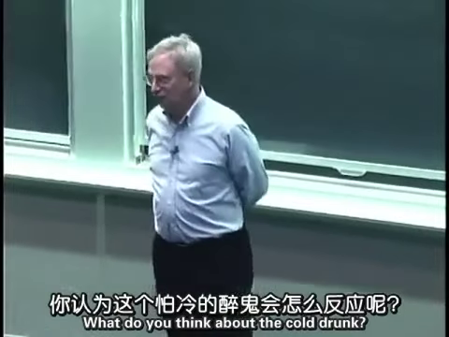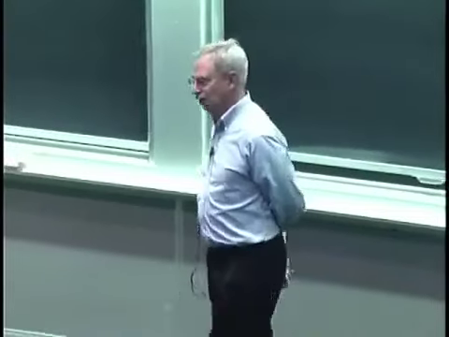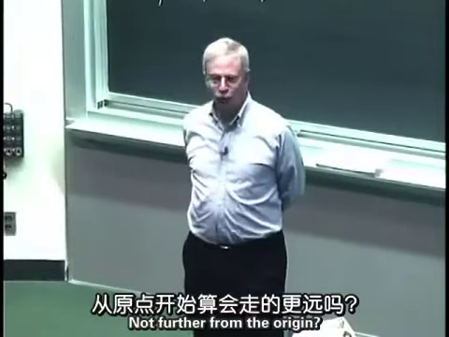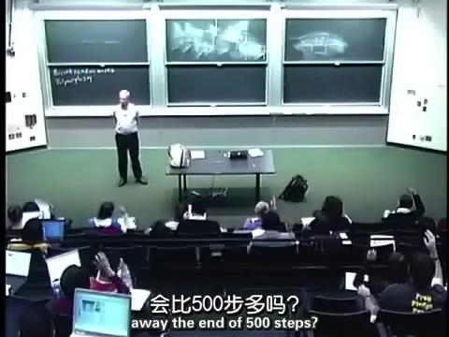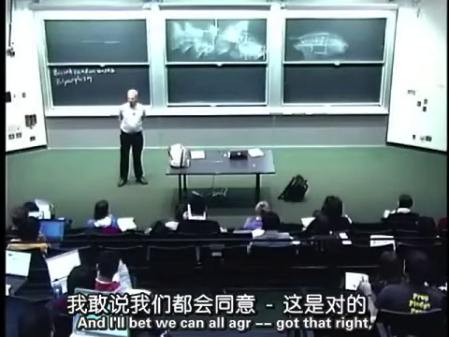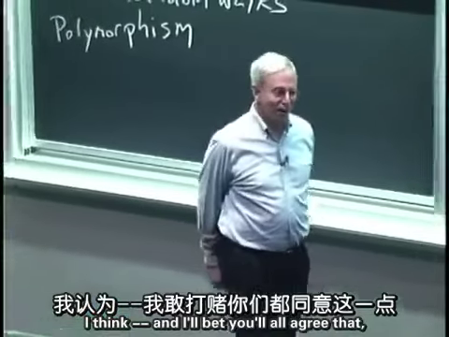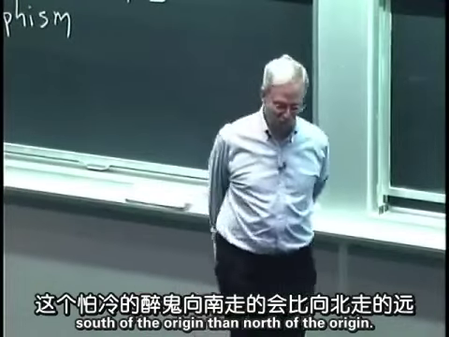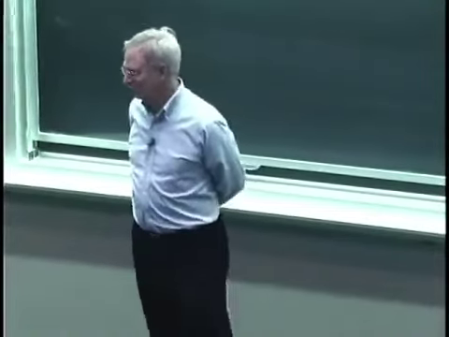What do you think about the cold drunk? Will the cold drunk get further from the origin than the usual drunk? Who thinks the cold drunk will be further away at the end of 500 steps? Who thinks the cold drunk will not be further away? And I'll bet you'll all agree that with higher probability, the cold drunk will be south of the origin than north of the origin. More interestingly, how about the EW drunk?